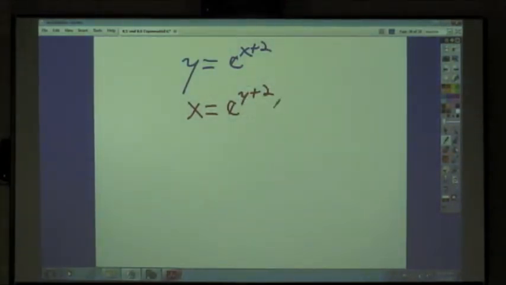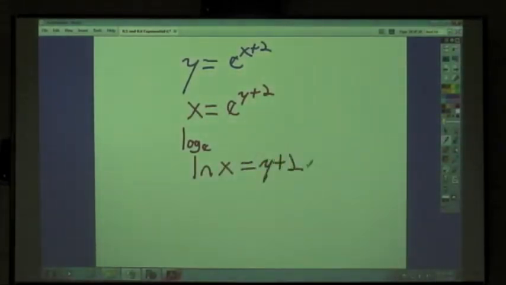Well, that looks really scary, but again, I told you how to take this and rewrite it using your logarithmic definition. This base raised to this power equals this number. So this is going to be a logarithm base e, which, remember, you can write as ln of x equals y plus 2.